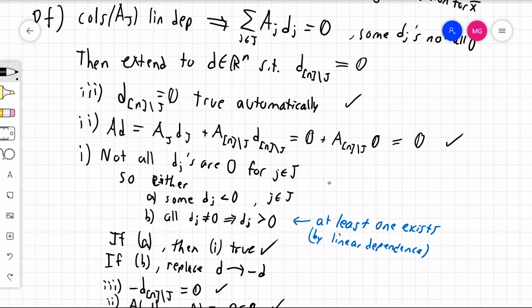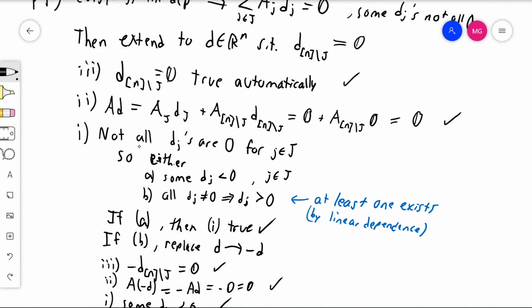So that takes care of the first two. The last one, there's two possibilities. We already know by linear dependence that not all of the D_j are 0 for the particular little j's that are in that capital J index set. The definition of linear dependence means that not all the D_j were zeros. So either one of the D_j is negative for one of those j's in capital J, and in that case you're good, you've met the definition, because that was the first criterion. Or it could be the case that all of the non-zero D_j were positive.